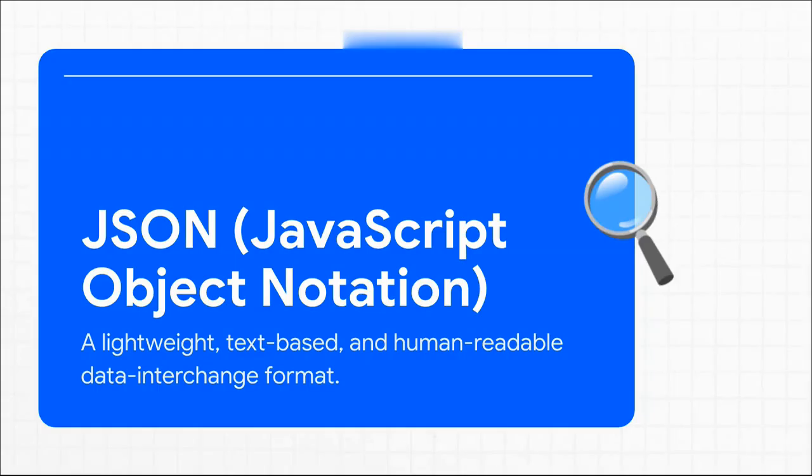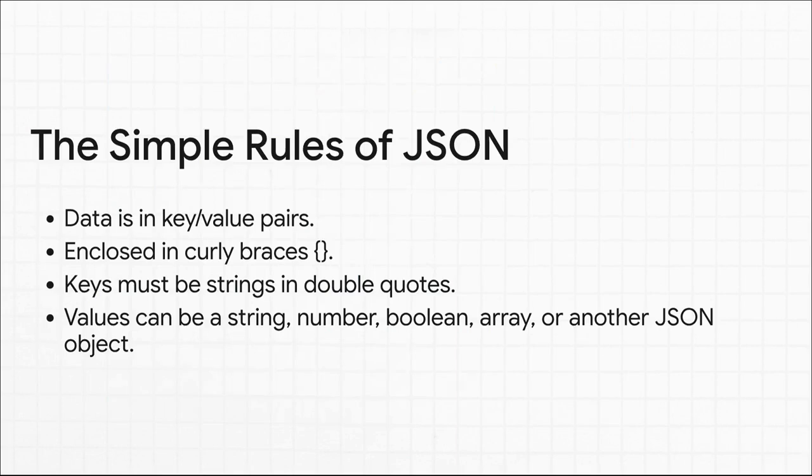So what is this stuff? JSON stands for JavaScript Object Notation. And its biggest strengths are right there in the definition. It's lightweight, which means it's fast and doesn't waste bandwidth. It's simple text, and maybe most importantly, it's human readable. You or I can just look at it and immediately understand what's going on, which is a huge win for developers.